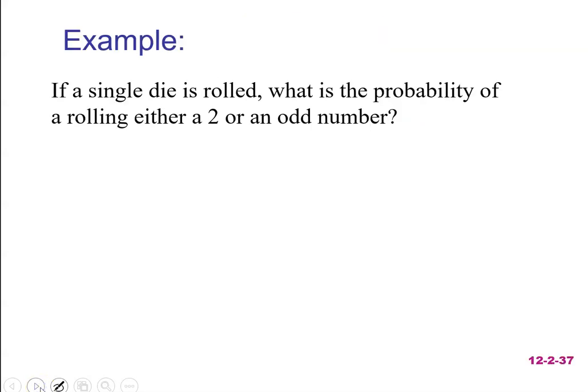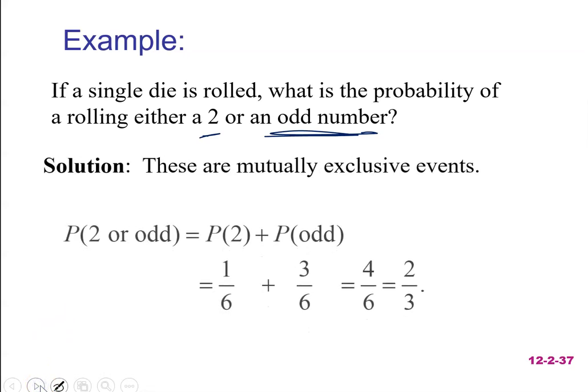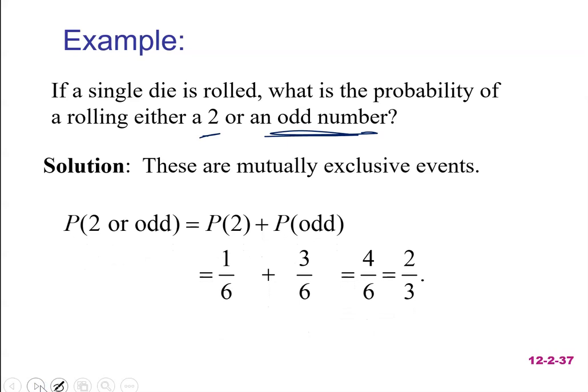Okay, so let's look at this example. If a single die is rolled, what is the probability of rolling either a 2 or an odd number? A 2 is not an odd number, so we do not have to worry about any overlap. They're mutually exclusive. We can find the probability of a 2 plus the probability that it's odd and add those together. That would give us the probability of rolling either a 2 or an odd number.